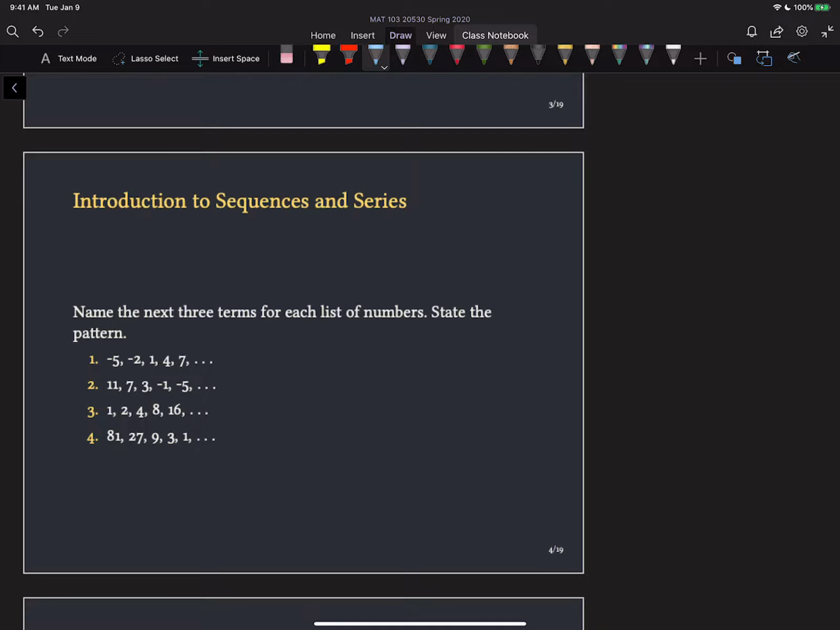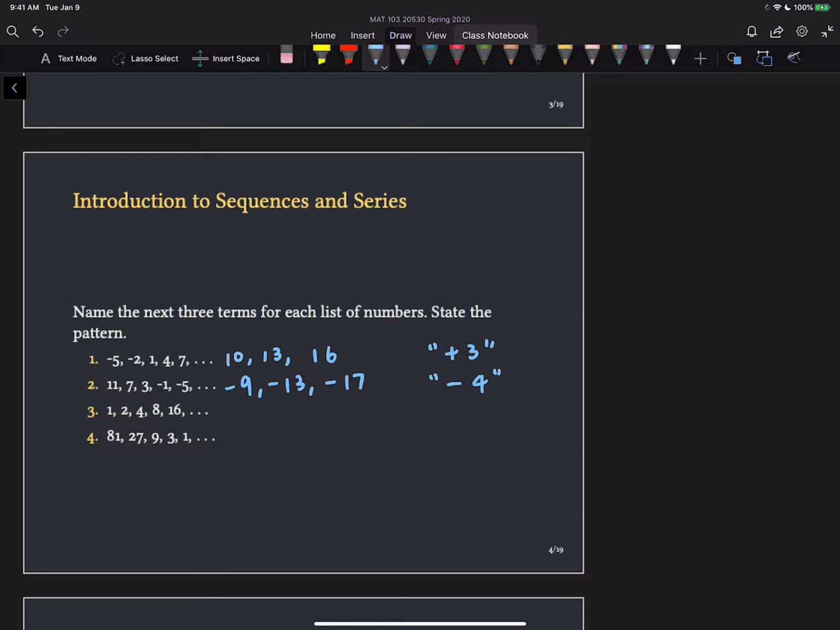Alright, hopefully you found your answer. Number 1. For number 1, the next three terms, if you look at it, it's probably very easy to see that the pattern is simply plus 3, right? You increase by 3. Therefore, the next three terms are 10, 13, and 16. The pattern is simply plus 3. Number 2. Number 2, it's also very easy to see the pattern, which is minus 4. Therefore, the next three terms will be negative 9, negative 13, and negative 17.